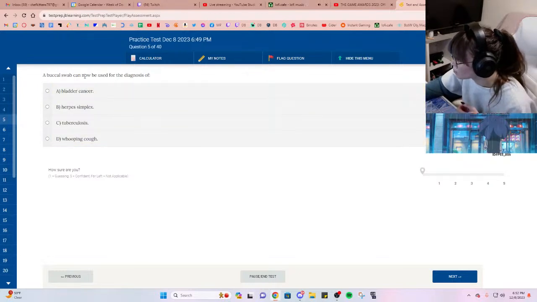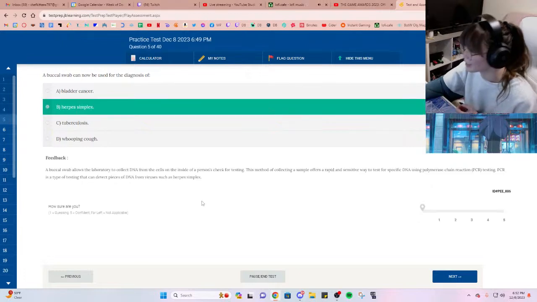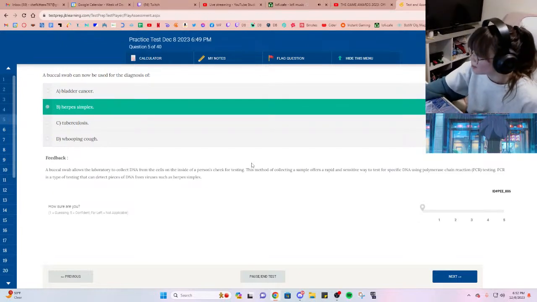A buccal swab can now be used for the diagnosis of herpes simplex. It's either that or tuberculosis. I think it's herpes. Yeah. Buccal swab. This method of collecting a sample offers a rapid and sensitive way to test for specific DNA using polymerase chain reaction testing. PCR is a type of testing that can detect pieces of DNA from viruses such as herpes.